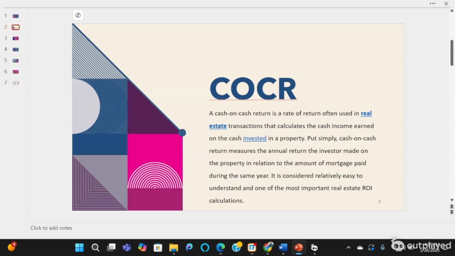Well, it says it right here. It is a rate of return often used in real estate transactions that calculates the cash income earned on the cash invested in a property. Put simply, cash on cash return measures the annual return the investor made on the property in relation to the amount of mortgage paid during that same year. It is considered relatively easy to understand and one of the most important real estate ROI calculations. And ROI means return on investment.